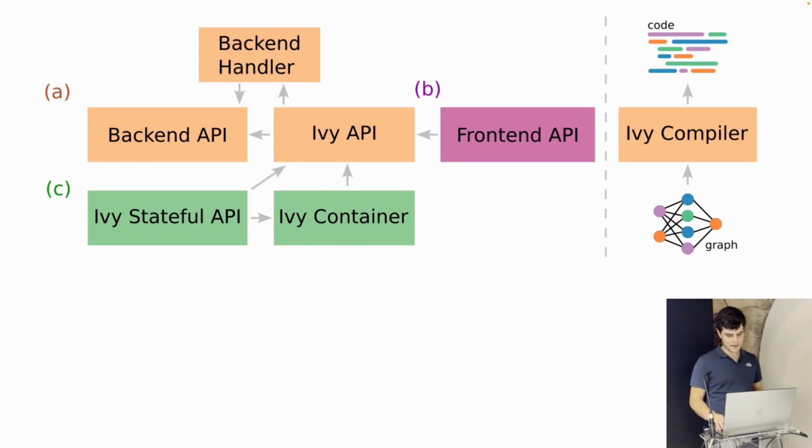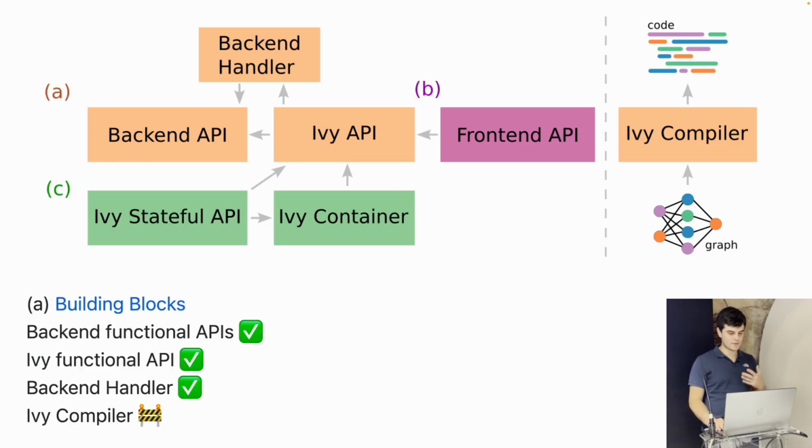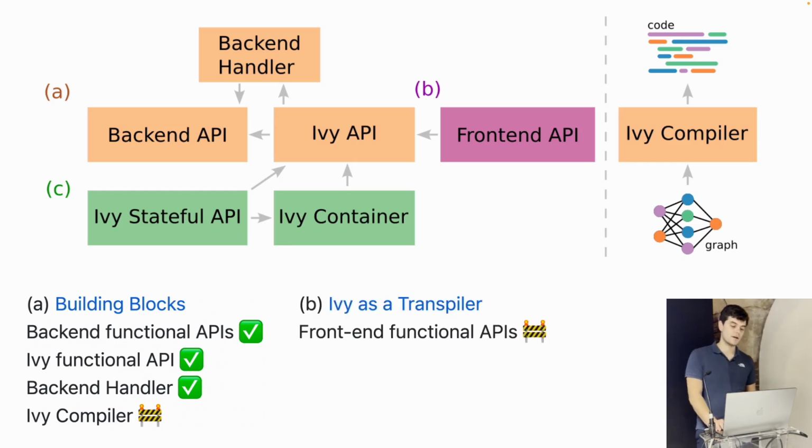And again, really we have the building blocks, which are shown in orange, which are necessary both for doing code conversions and for using Ivy as a framework. We have the purple, the front end, which is only really used for Ivy as a transpiler. And then finally, we have those in green, which are only useful for using Ivy as a framework.